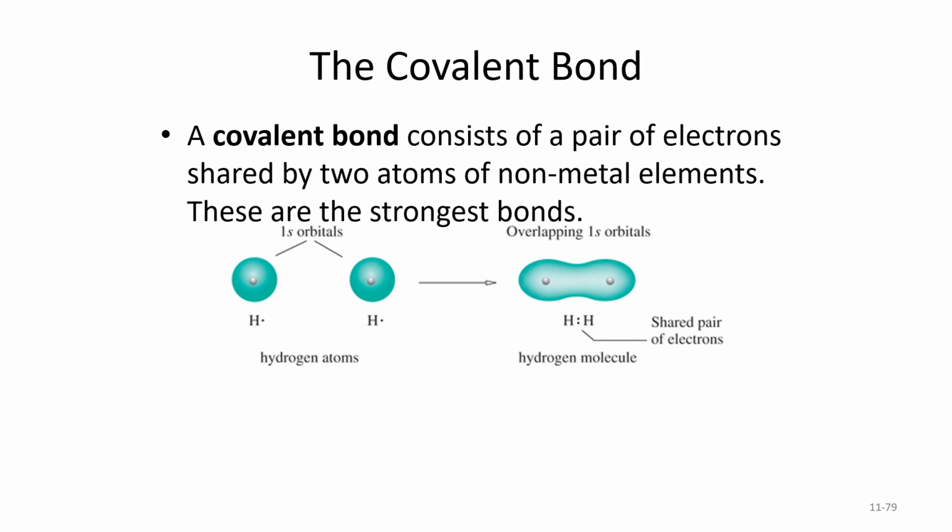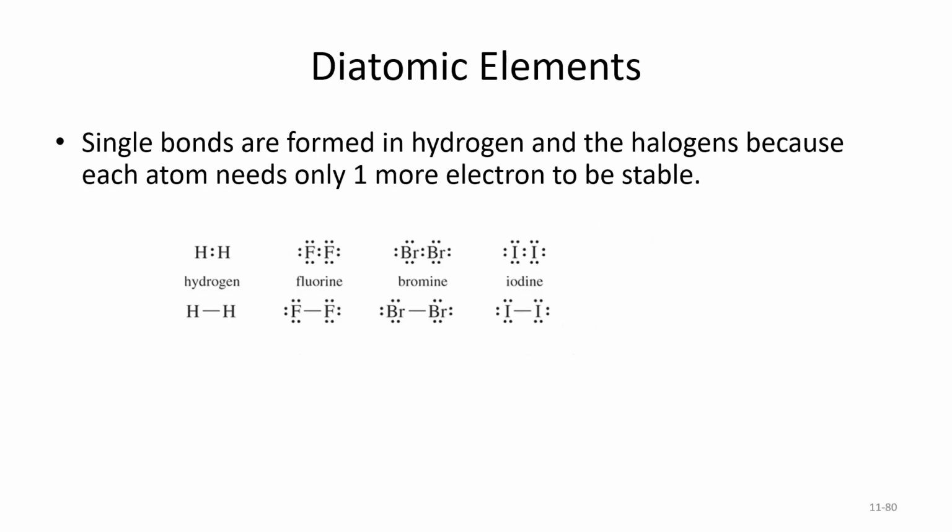A covalent bond, again, consists of a pair of electrons that's shared by 2 atoms of non-metal elements. So when you have non-metal and non-metal coming together, it's a covalent bond. There are some diatomic elements that we discussed earlier, and this is what their Lewis dot structures will look like. I'm going to take fluorine as an example and show you how fluorine forms a bond.